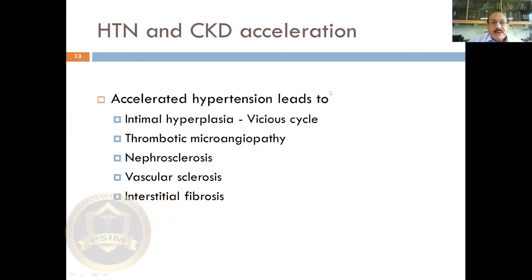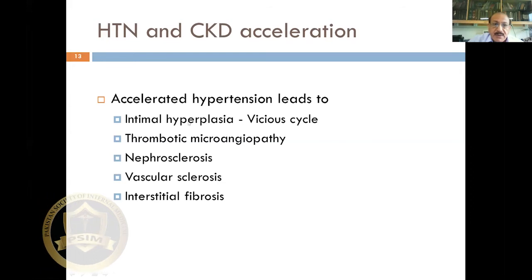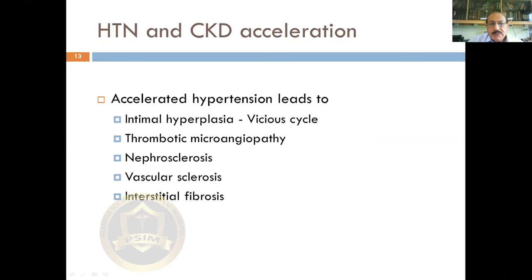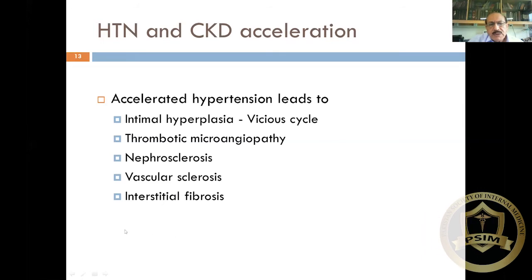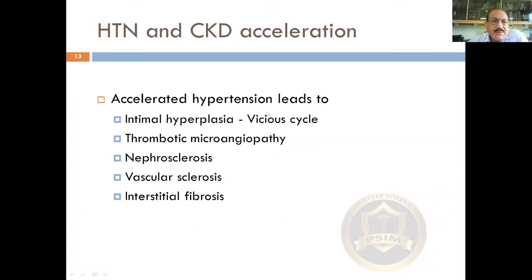And this accelerated hypertension leads to intimal hyperplasia, and this is a vicious cycle. Intimal hyperplasia then causes more hypertension. There could be thrombotic microangiopathy associated with it, particularly in conditions like malignant hypertension, nephrosclerosis, vascular sclerosis, and these lead to interstitial fibrosis in the glomeruli and cause damage. So hypertension acceleration can affect the kidneys in various ways.